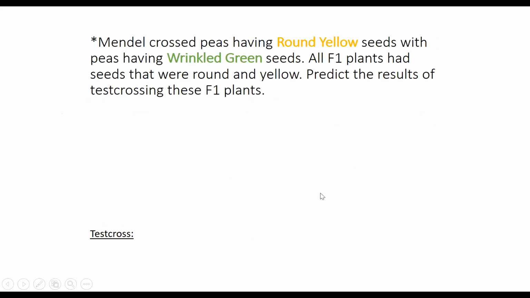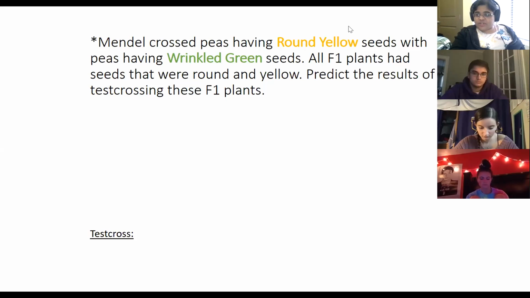So we have this question. Mendel crossed peas having round yellow seeds with peas having wrinkled green seeds. All F1 plants had seeds that were round and yellow. Predict the results of test crossing these F1 plants. So what do we know about this question? Like, what's given already? And what do we know from looking at what the stuff is?